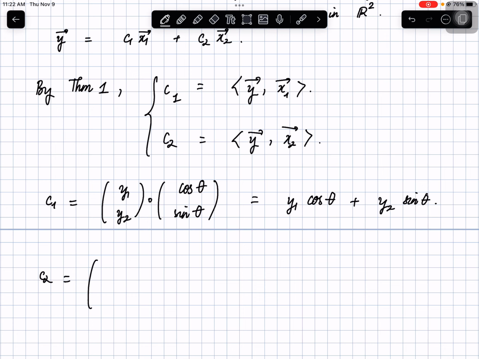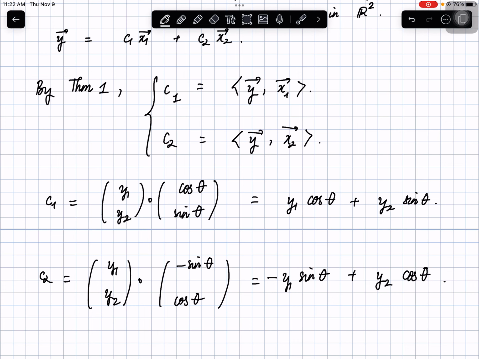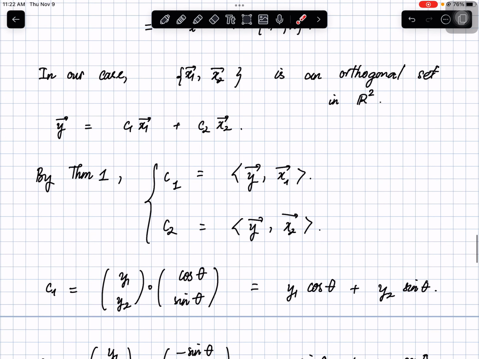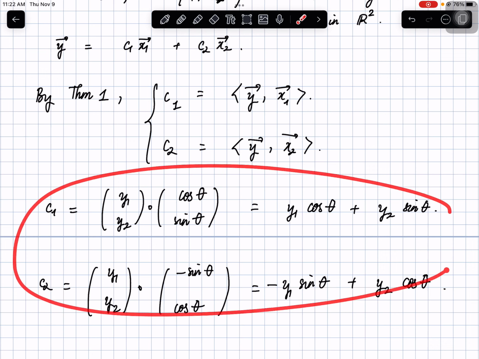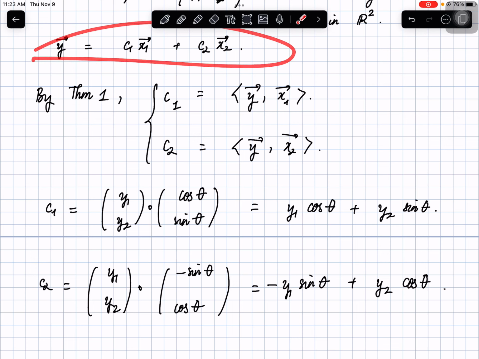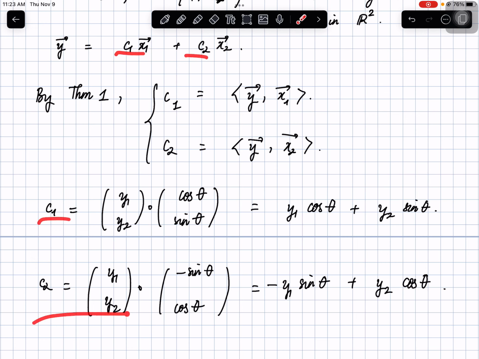And C2 is the dot product of (Y1, Y2) with (minus sine theta, cosine theta), so minus Y1 sine theta plus Y2 cosine theta. And this is what we need. In case this gives us the explicit value of vector Y, we can compute explicit values for C1 and C2 by replacing Y1, Y2 here. Otherwise, in the general case, any vector Y can be expressed as a linear combination of X1 and X2, where the coefficients are given by this formula.